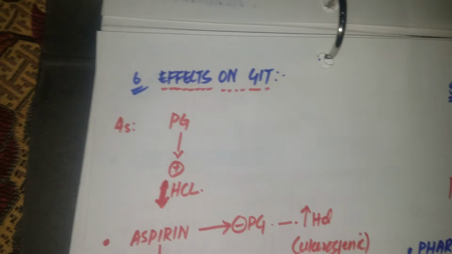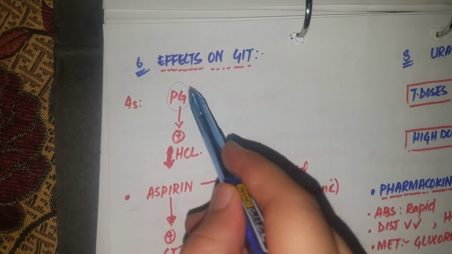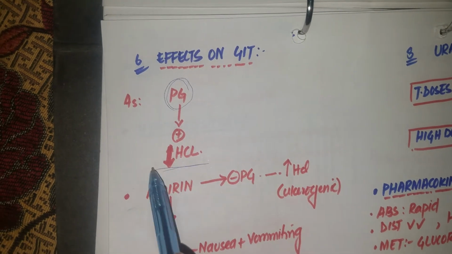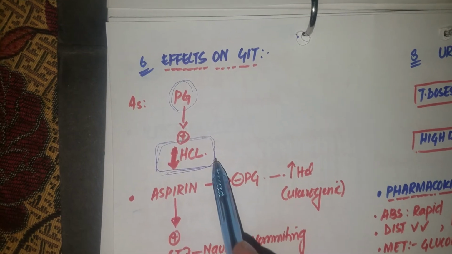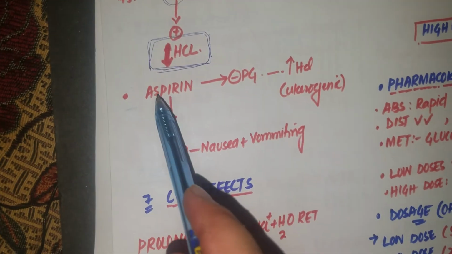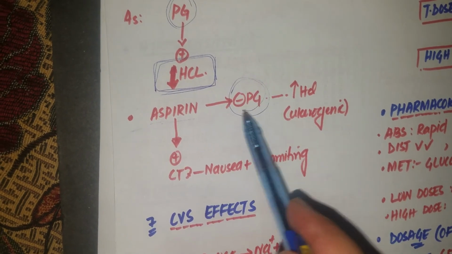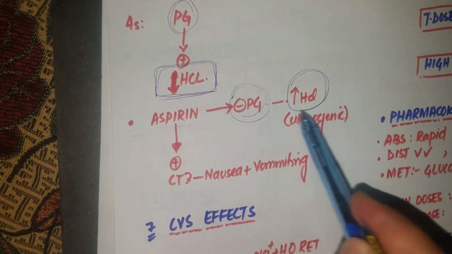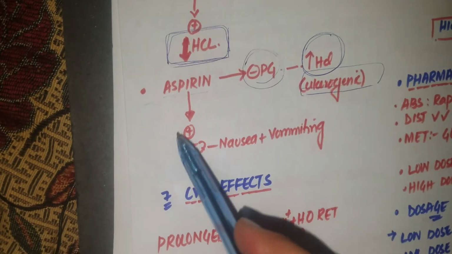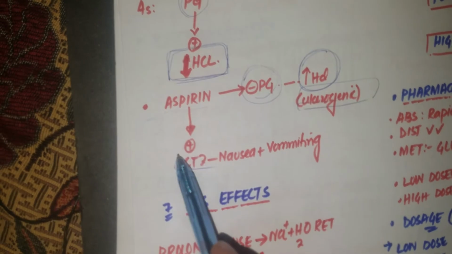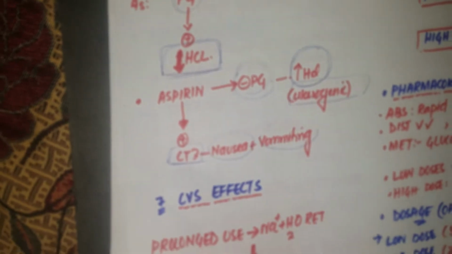The next one is the effect on the gastrointestinal tract. As we know, prostaglandin has a role in decreasing HCl secretion, and so it is a protective mechanism. But when we give aspirin to a patient, it will decrease the amount of prostaglandins, so increasing the hydrochloric acid and increasing the chances of ulcers. Moreover, aspirin can also activate the chemoreceptor trigger zone, which will stimulate nausea and vomiting.